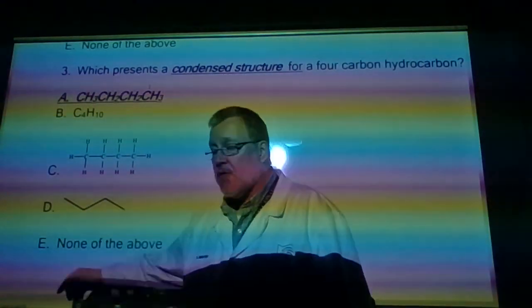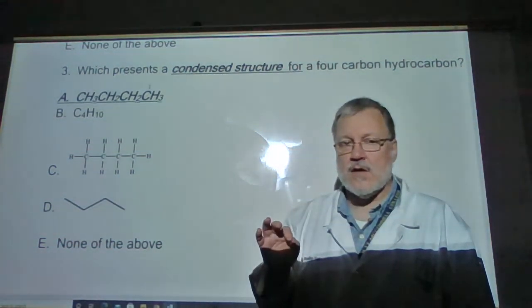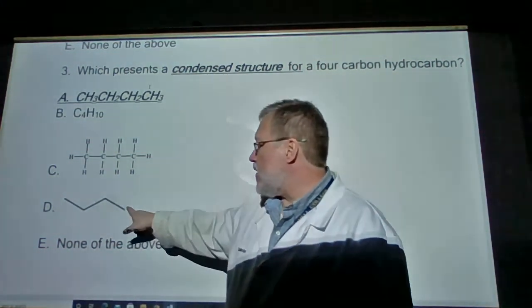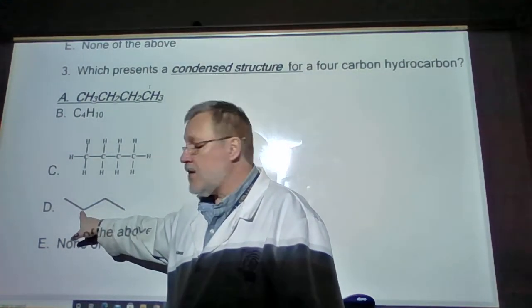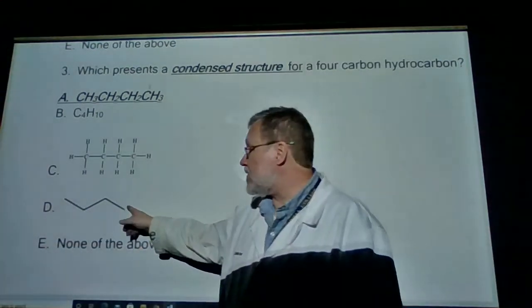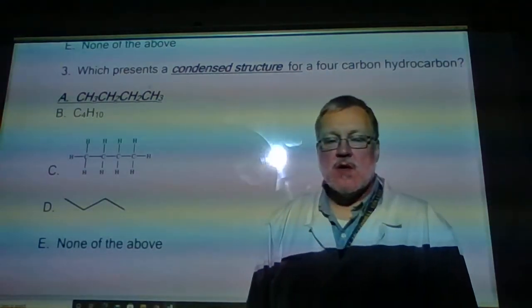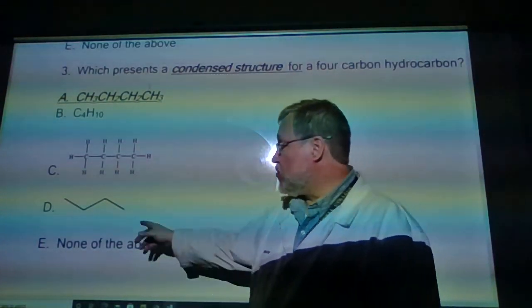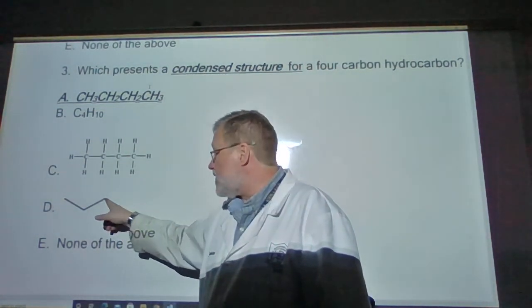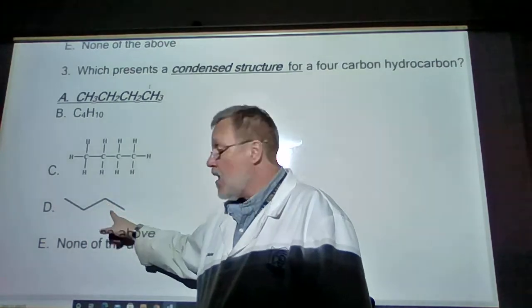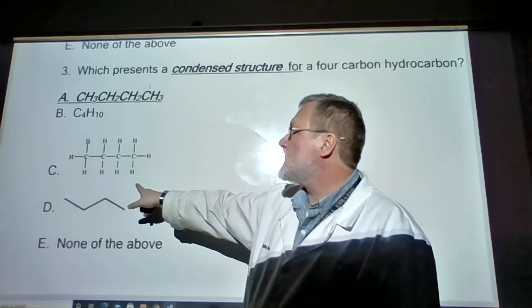Skeletal formulas are those where lines start, meet, or end, there's a carbon. So we've got a line starting carbon, lines meeting carbon, lines meeting carbon, lines ending carbon. So this is a 4-carbon molecule, but it does not show you the attached hydrogens. It assumes that you know that carbon is bonded to 4 things. This carbon is explicitly shown only bonded to that carbon, but it assumes that you know that there are 3 other hydrogens attached to that carbon there.